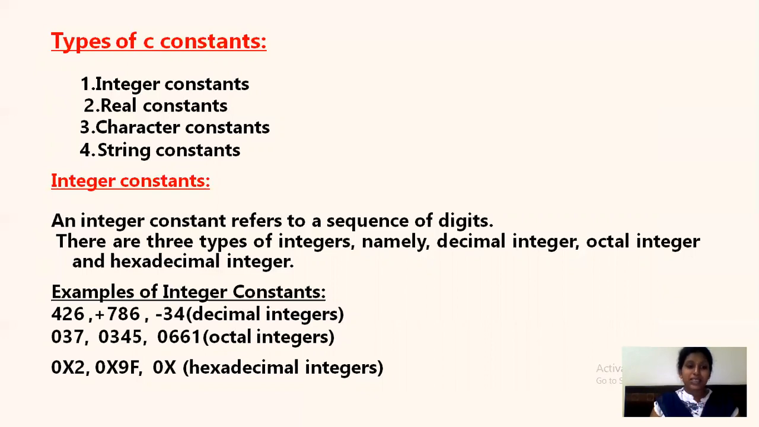If your number starts with 0 followed by your other numbers, then you need to consider that number as an octal number, and for your octal numbers the values will be only from 0 to 7, and the starting digit of your number is 0.